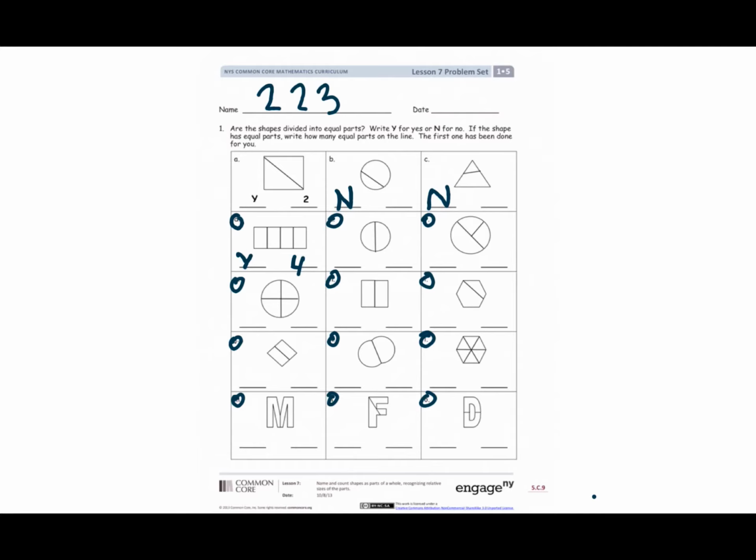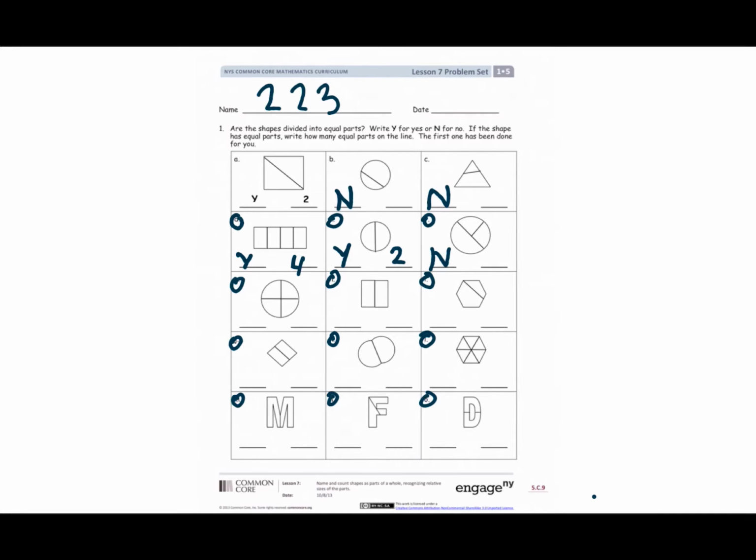Next is the letter E. I see a circle with a line right in the middle, and the parts are equal, so I'm going to say yes, they are equal, and there are 2 equal parts. For letter F, I see a circle that has parts, but they're not equal, so I'm going to put the letter N, and I'm not going to write a number. There are no equal parts.